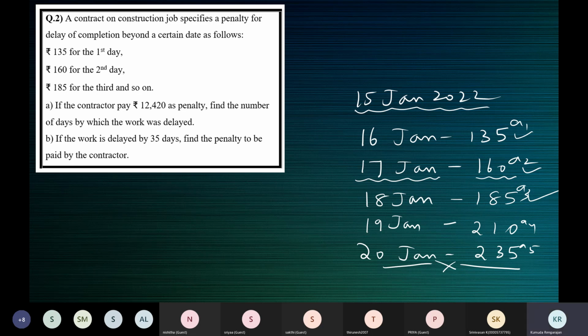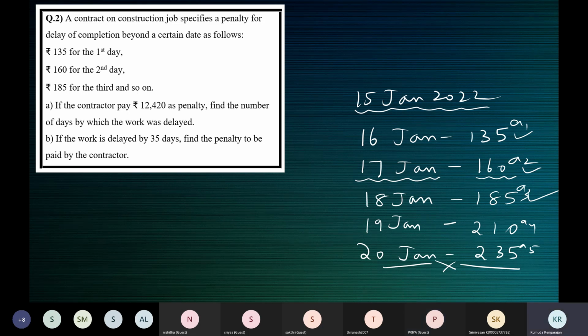Now, children, the contractor has delayed the work by how many days? He was supposed to finish on the 15th Jan, but he finishes on 20th Jan. So the work is delayed by how many days? 5 days, ma'am.